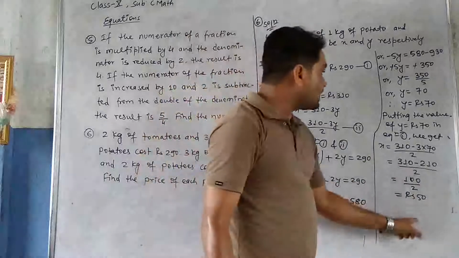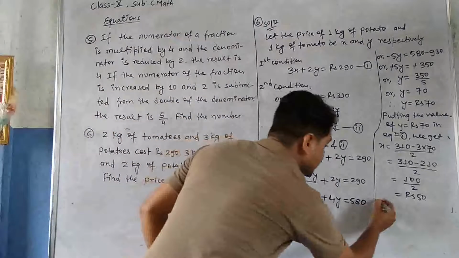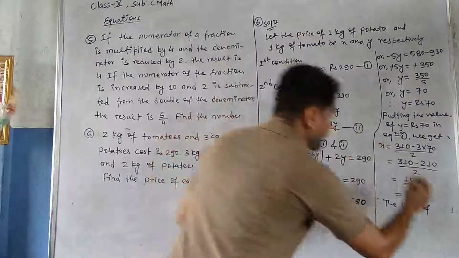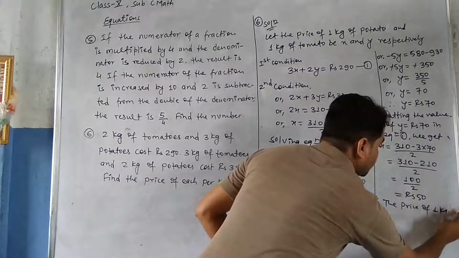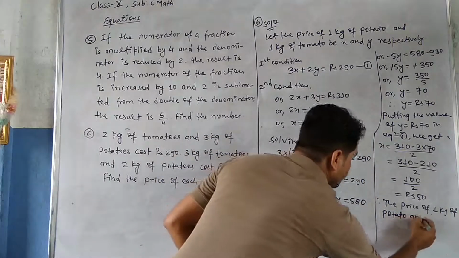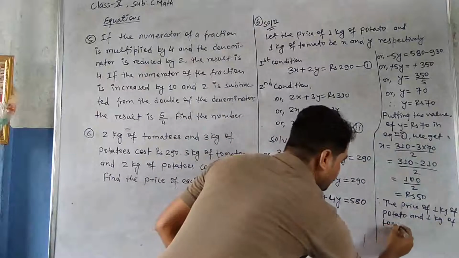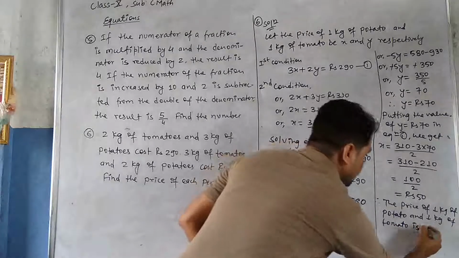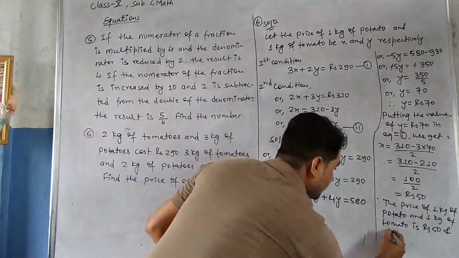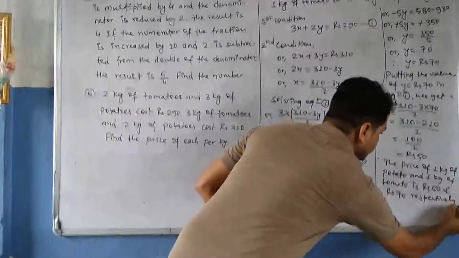Yes, so we found the value of x and value of y, and according to what we have read, we are going to write. Therefore, lastly, yes, therefore the price of 1 kg of potato and 1 kg of tomato is Rs 50 and Rs 70 respectively. This is the required answer.